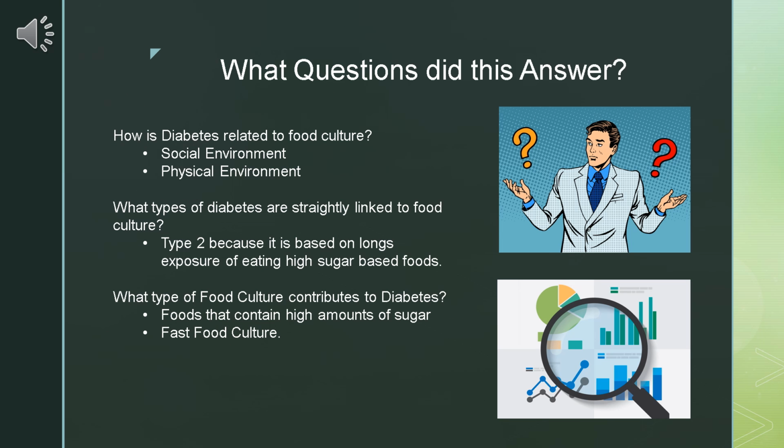So what questions did this answer? My first question for this topic is how diabetes is related to food culture, which we learned through social environment and physical environment. My second question was what types of diabetes are directly linked to food culture, which of course we learned is type 2 diabetes. Lastly, what type of food or food culture contributes to diabetes, which is food that contains high amounts of sugars, and fast food culture.